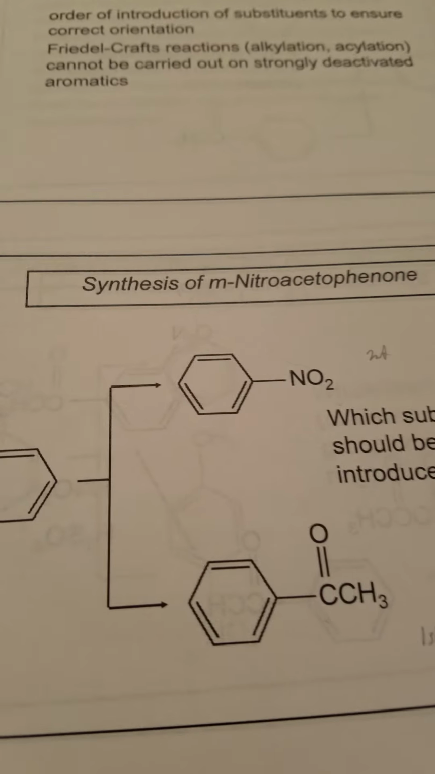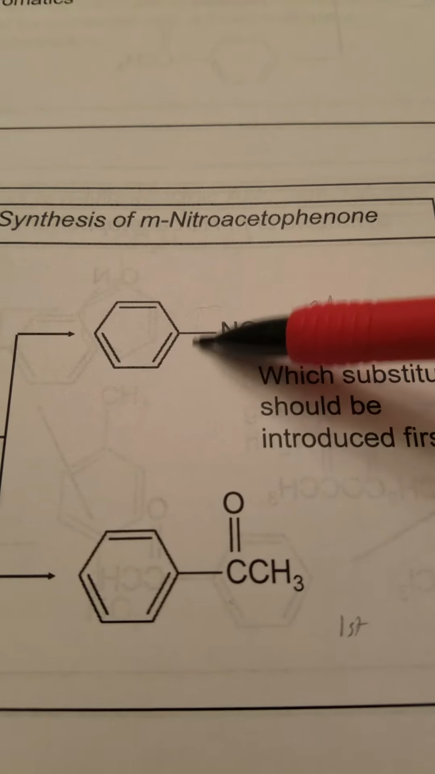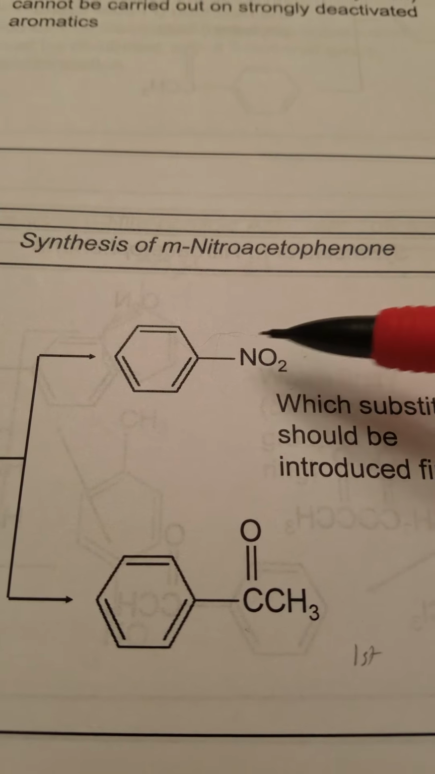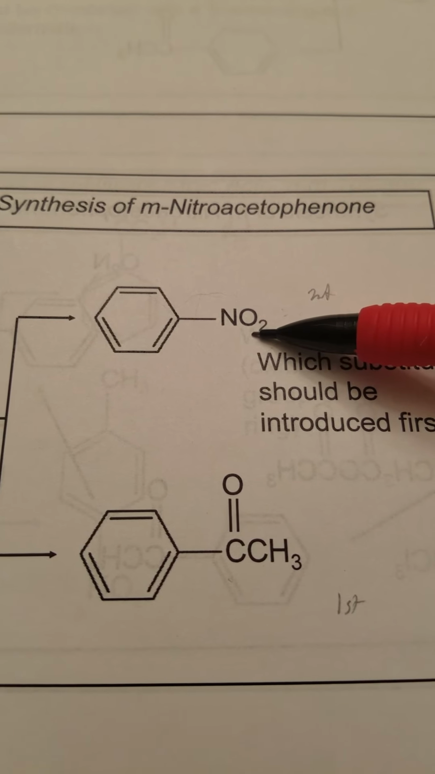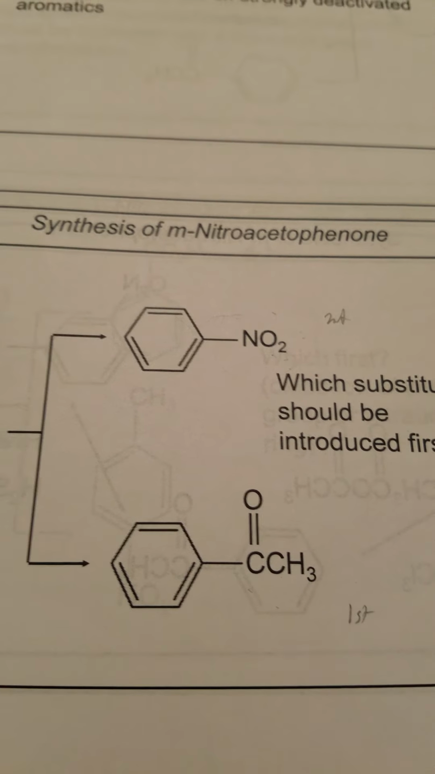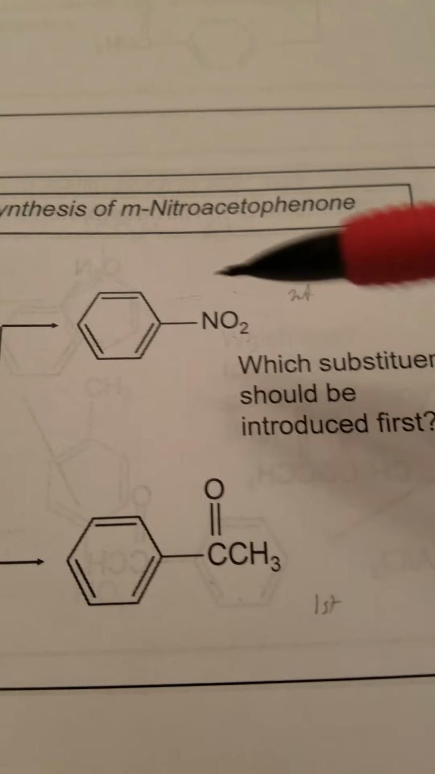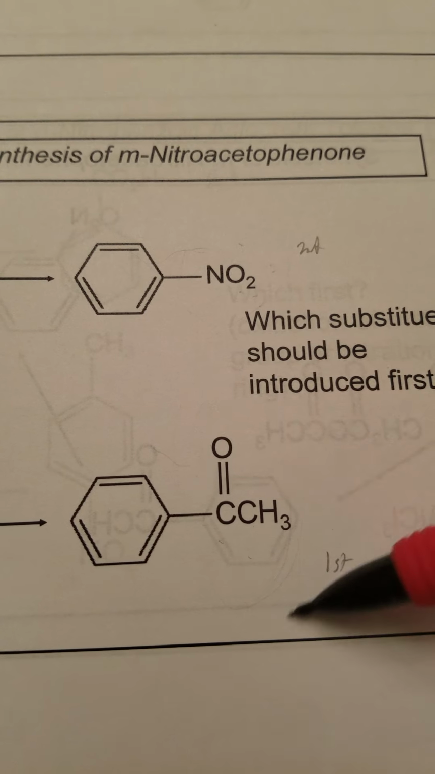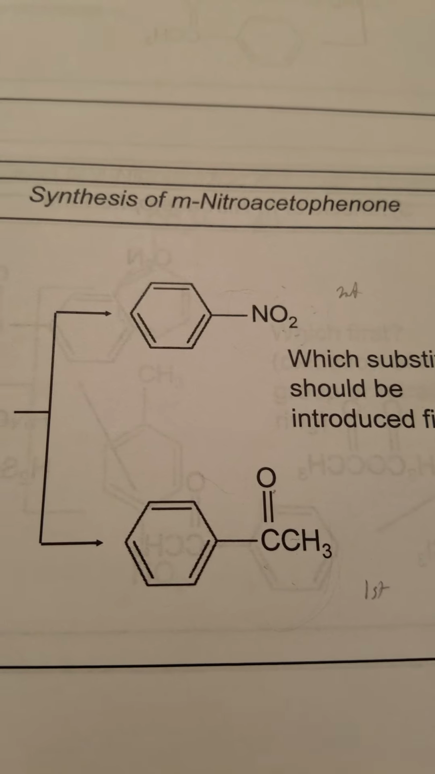Now let's look at this one. I want to make a meta-nitroacetophenone. This is a very strong deactivating group. So remember, if I put this on first, I cannot do a Friedel-Crafts acylation or alkylation. Both of these are meta-directors, so it really doesn't matter which one goes on first, except for that rule that we can't carry out those two processes. So I'm going to have to do my Friedel-Crafts acylation first, and then I can do my nitration second. The other way, the reaction will not take place.